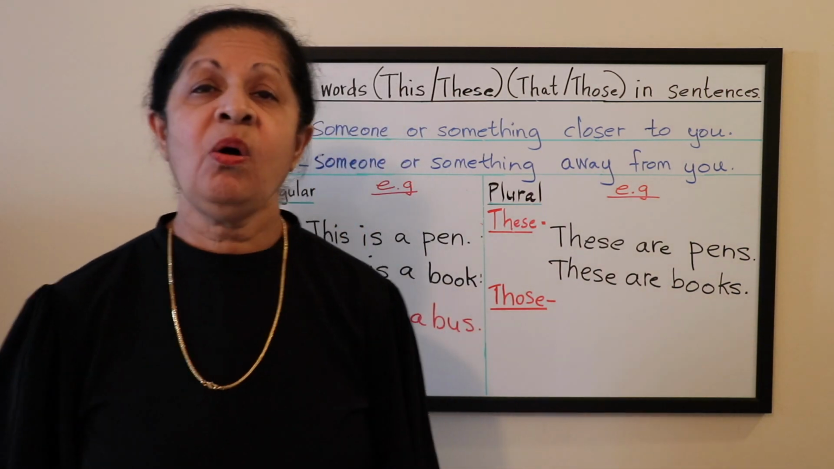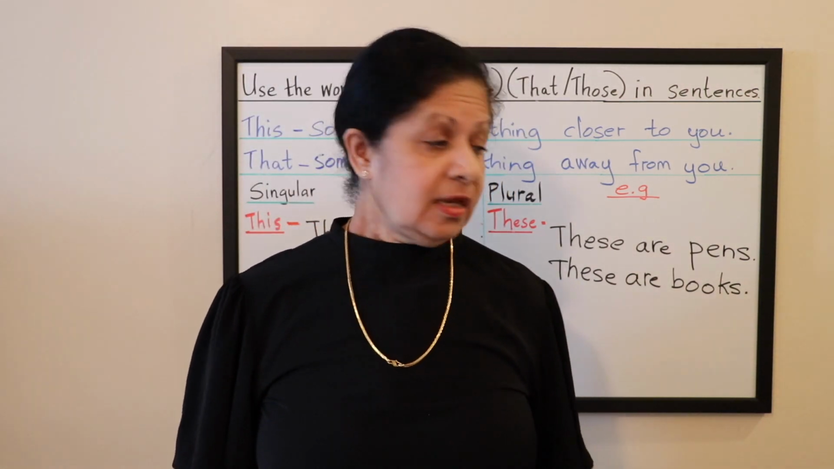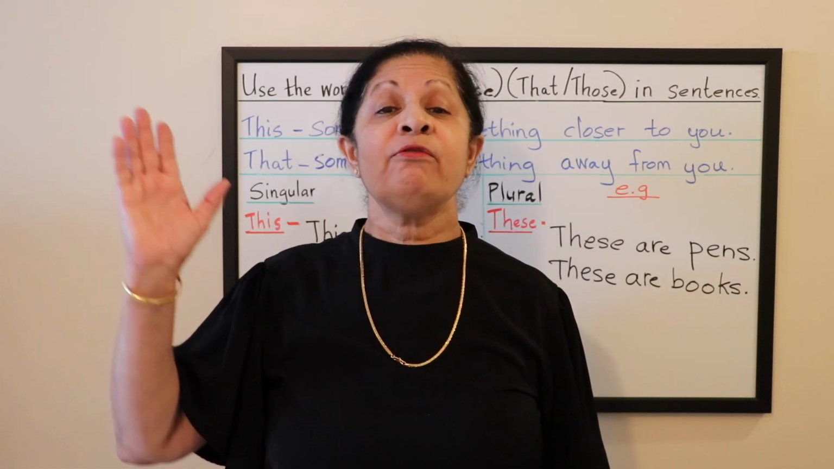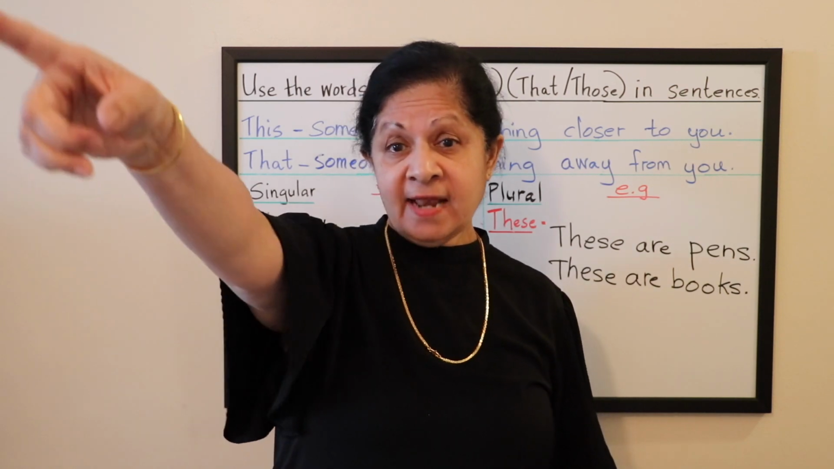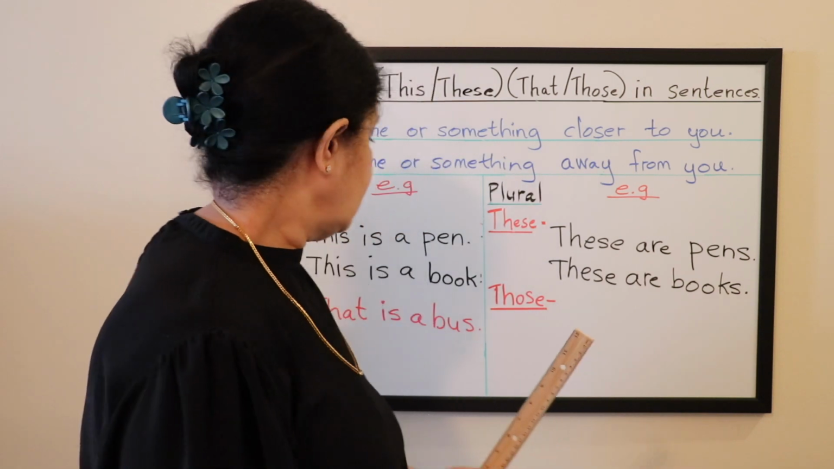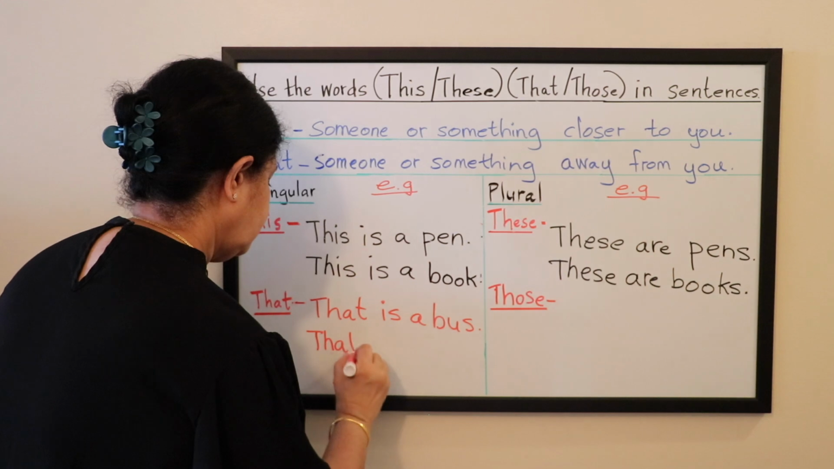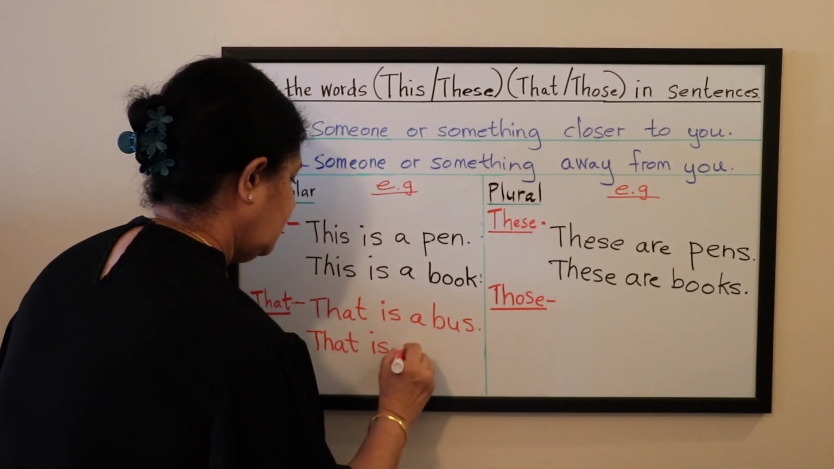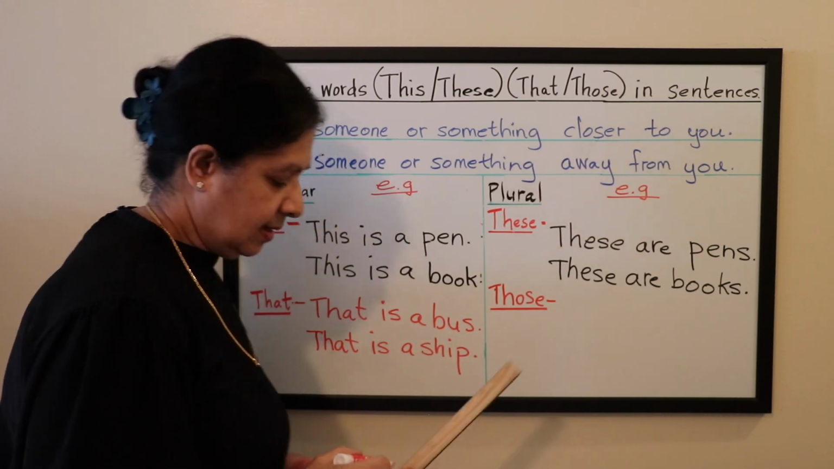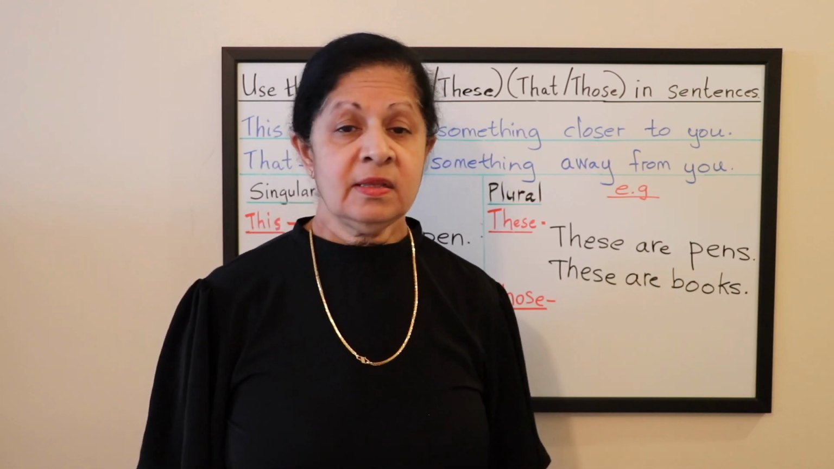Or if I say a ship. Is the ship closer to me? Can I see it now here? No. The ship is far away. So I say, that is a ship. So I put here, that is a ship.